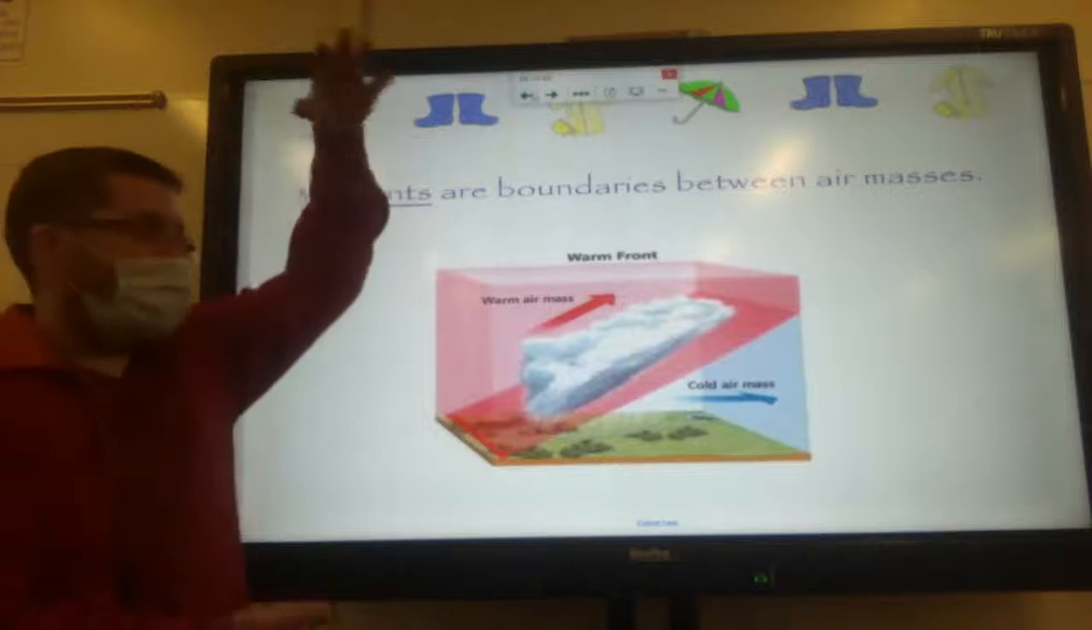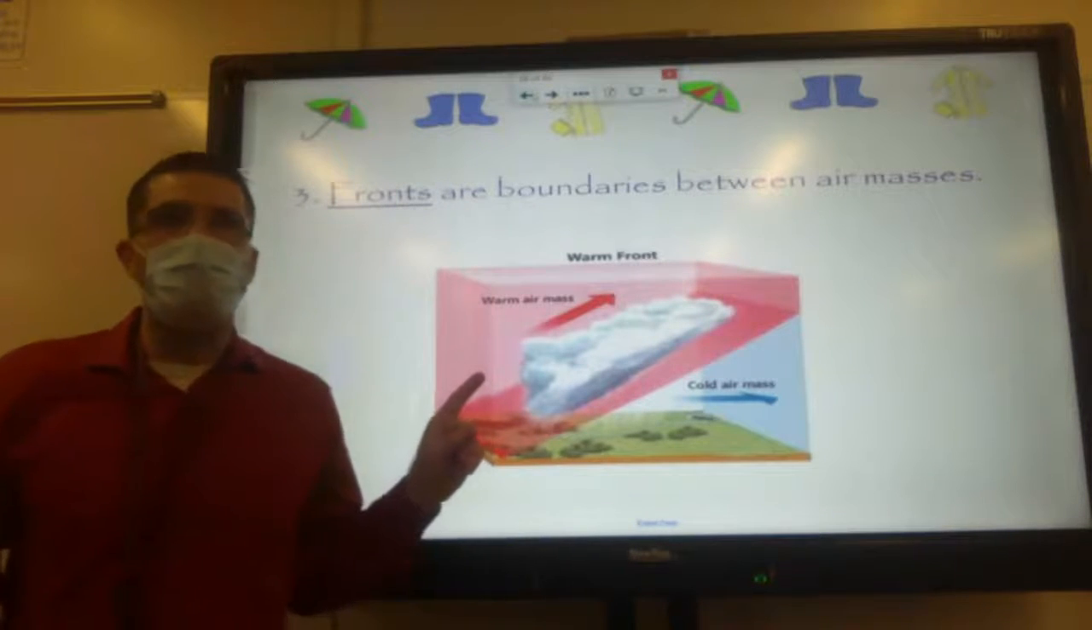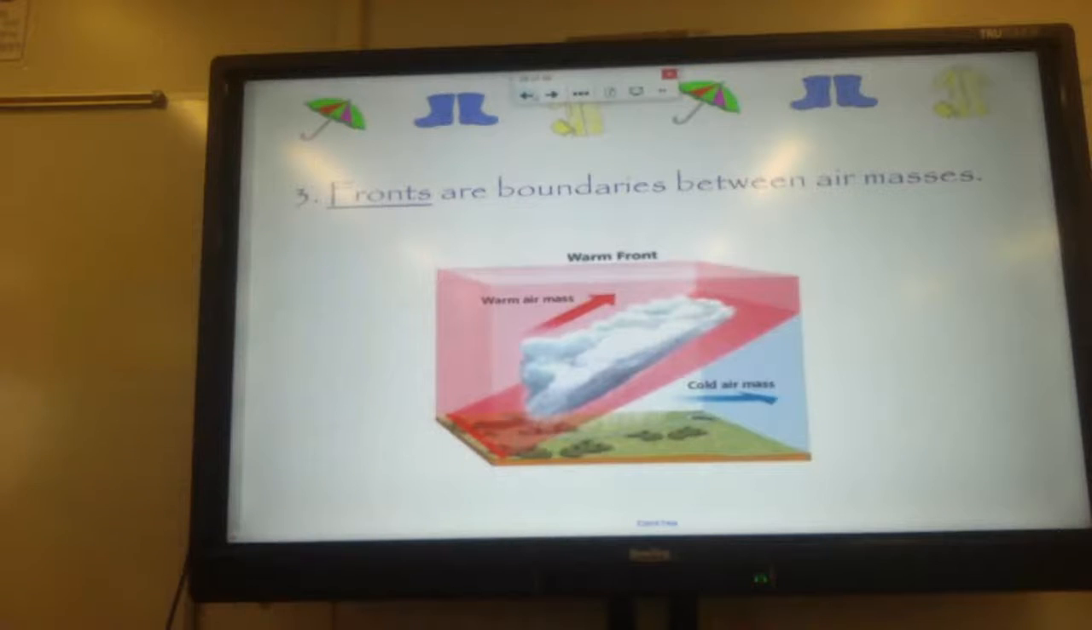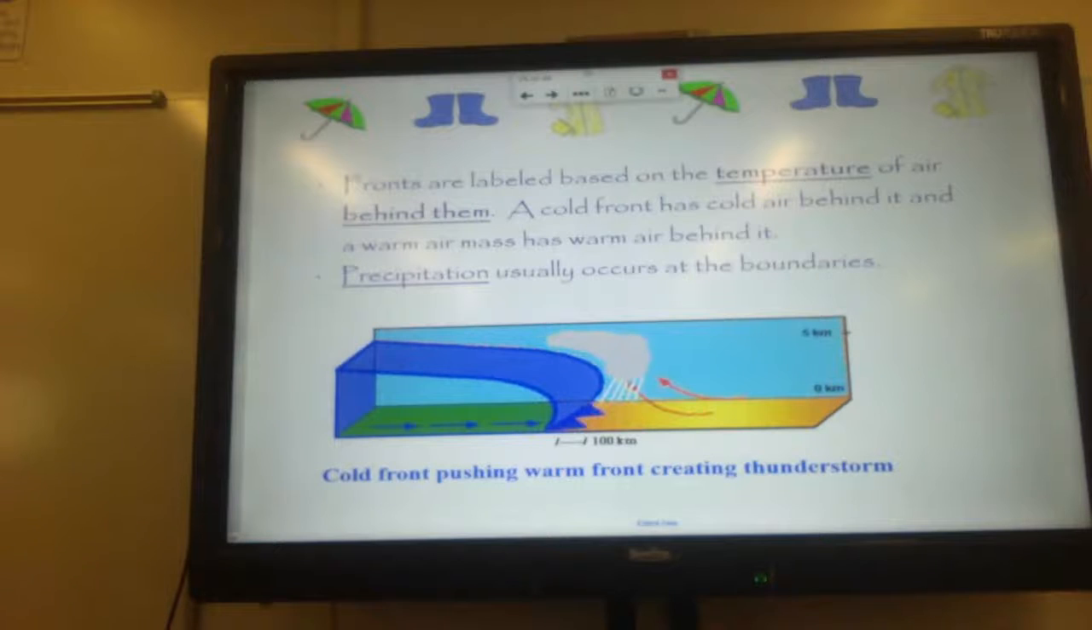Taller, heavier precipitation. Is everybody done with this slide? Okay. Now with a cold front, the cold front forces the warm air up much quicker. That's what leads to those tall clouds.